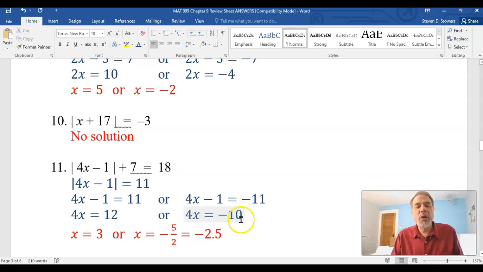be negative 10 over 4, which you could either write in fractional form. In lowest terms, it would be negative 5 over 2, or in decimal form as negative 2.5. I'll do the rest in the next part of the video.